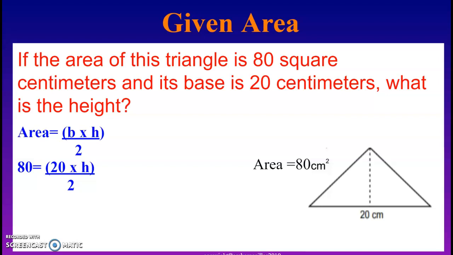Well, since I know that 20 times the height divided by 2 gives me 80, I need to work backwards in order to figure out how to find the height. Therefore, I'm going to multiply 80 times 2 and then divide by 20. I'm doing the opposite. Since I know 80 is half of 20 times h, I'm going to multiply 80 times 2 and then divide that by 20. Once I do that, I'll be able to get my height. Pause the video and find out what the height of this triangle is.